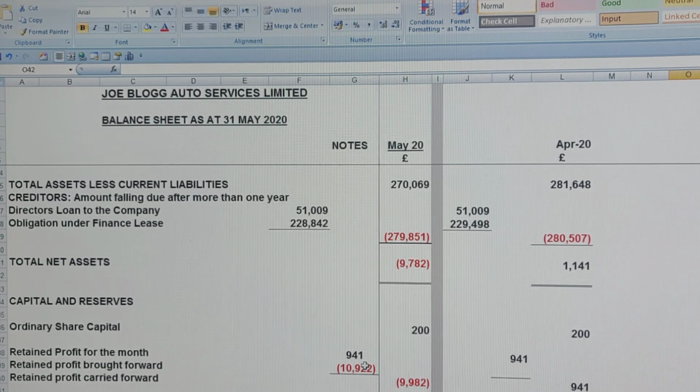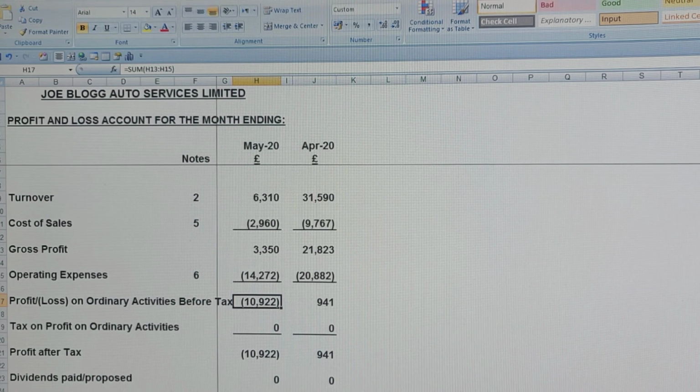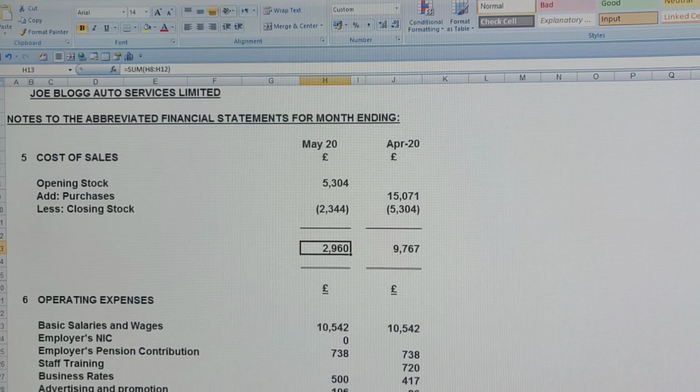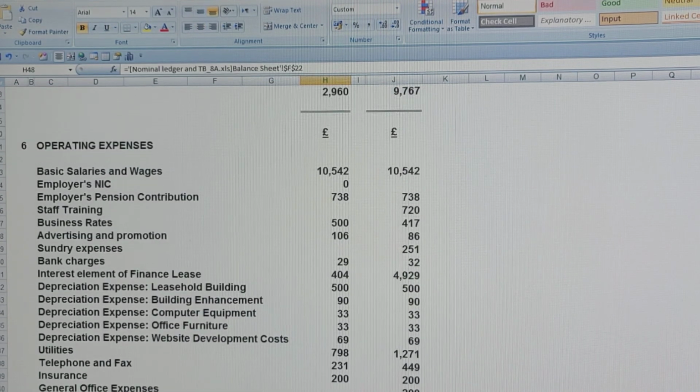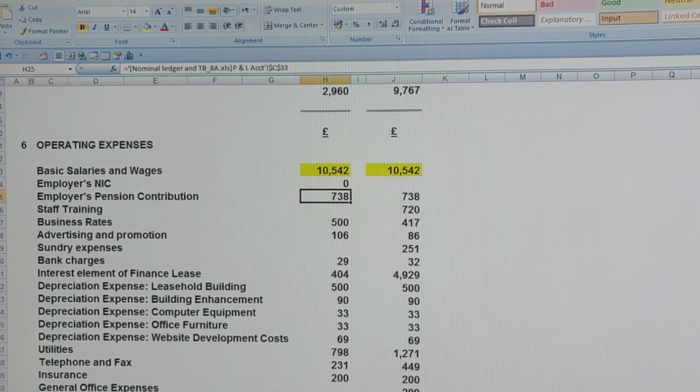Look at the size of the loss in the month of May. You see, in the month of May, sales are very little, £6,310 only, whereas all expenses together have produced a loss of close to £11,000. Simply because, if I show you the notes to the accounts, as you can see, operating expenses, you see these two items, basic salaries has remained unchanged between the 2 months, despite there not being any sale at all. Now, those two items need to be taken care of.